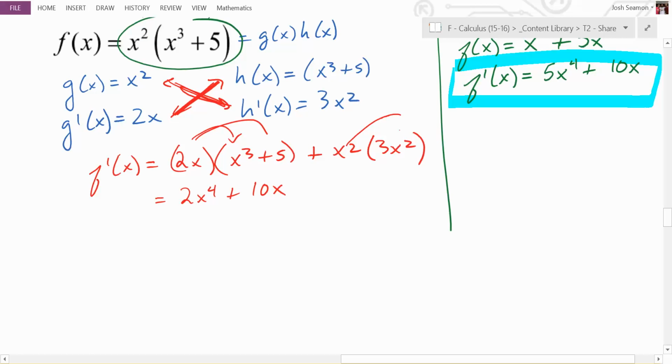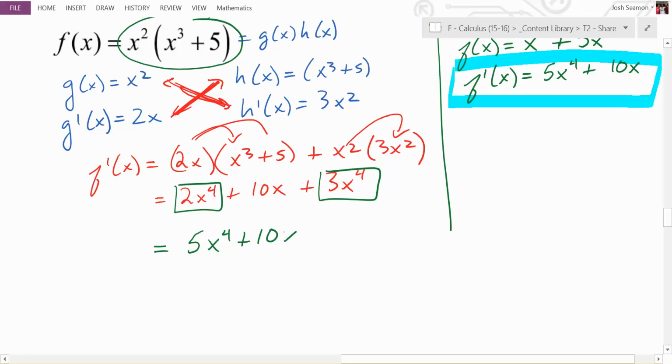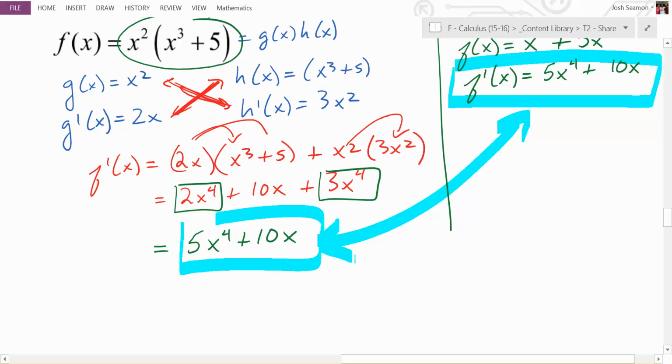And what's this one when we multiply it? Plus 3x to the what? 4. Hey, do we have like terms here? We have this term and we have this term. We combine them. What do we end up with? 5x to the 4th plus 10x. Is that the same thing? Yeah. It is the same thing. Look at that.